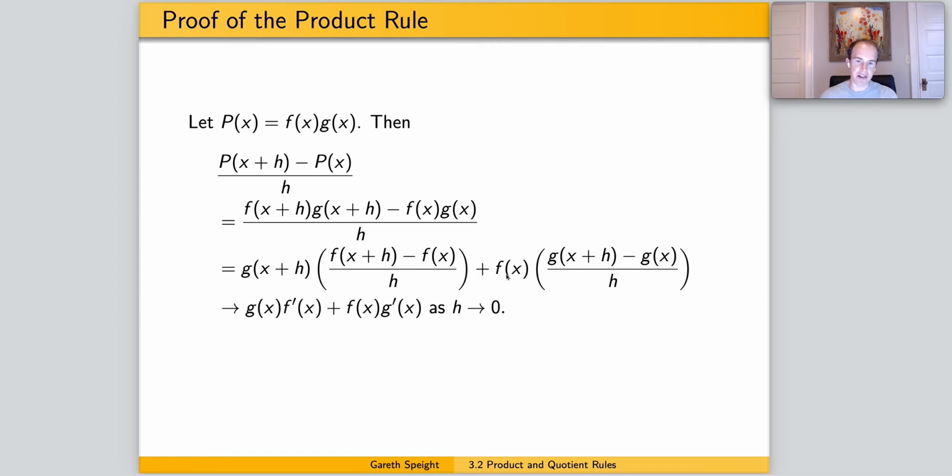And then f of x does not depend on h. And lastly, we have to think about g of x plus h. Well, g was supposed to be differentiable at x, so it's also continuous at x. Remember, differentiable implies continuous. So if we want to take the limit, we can just sub in. So this is going to go to g of x if we substitute h going to 0. Okay, so in the end, we get g of x times f prime plus f times g prime. It's exactly what we said for the formula for the derivative of the product. So that's why we get this formula out of that.